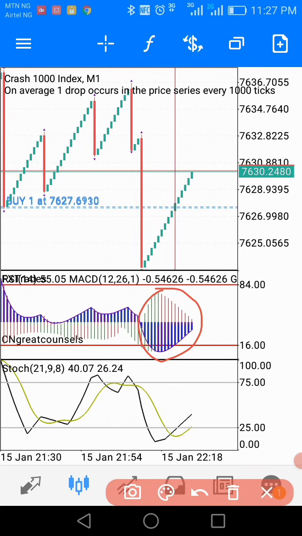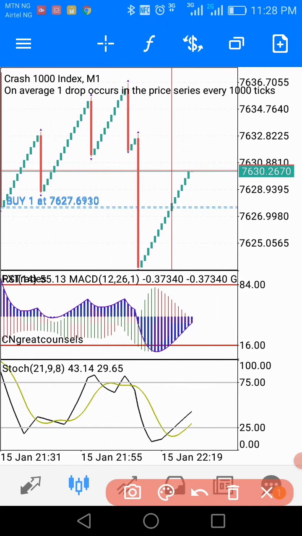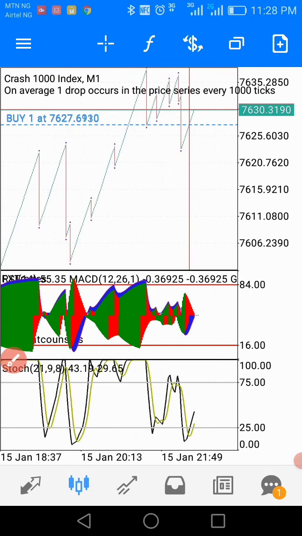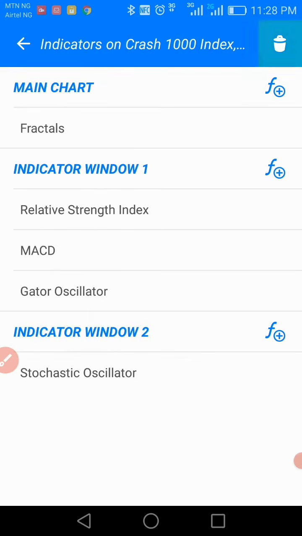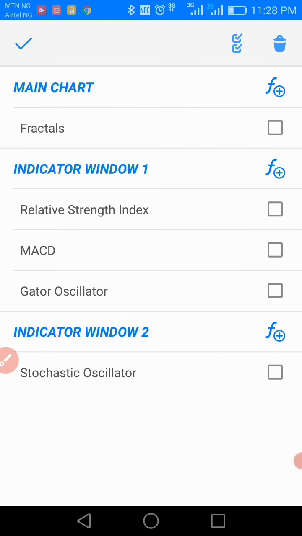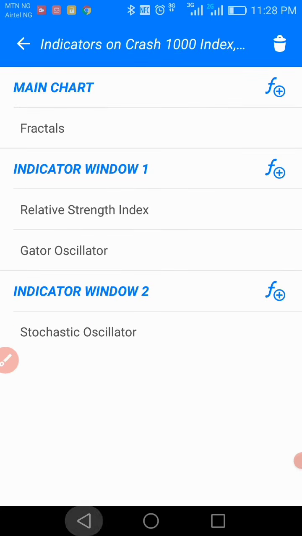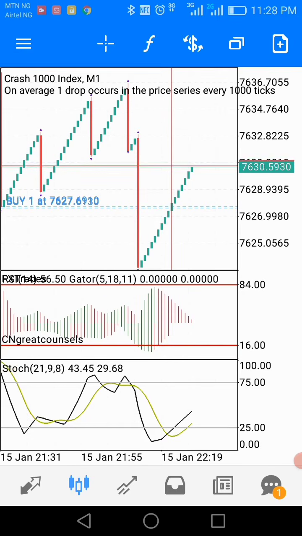Now if I zoom out completely, you discover that there is still a blend. Look at it here. There is a blend whereby the blue is blending. If I decide to remove the MACD, let me quickly show you something. Let me remove the MACD so that you understand what I'm saying. Let me delete the MACD on indicator window 1. Have you seen what I mean? That the Gator extends both to the up and to the down, right?